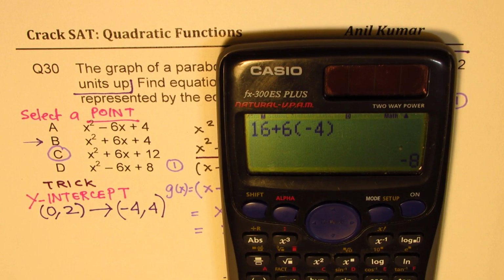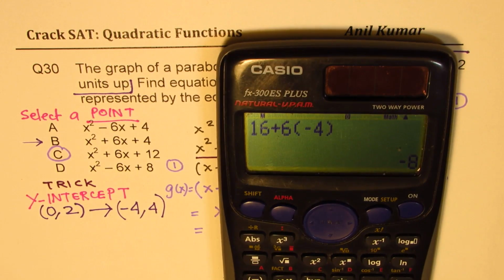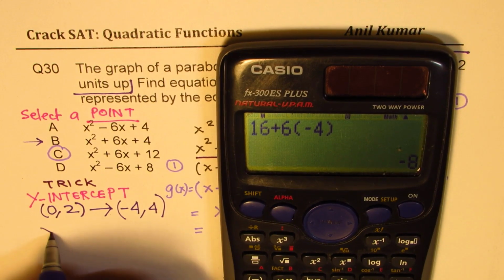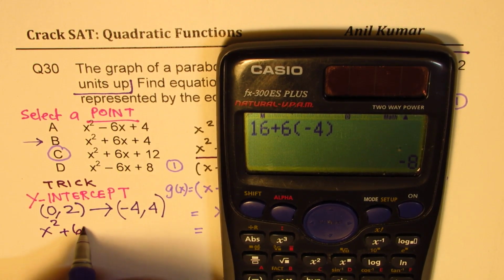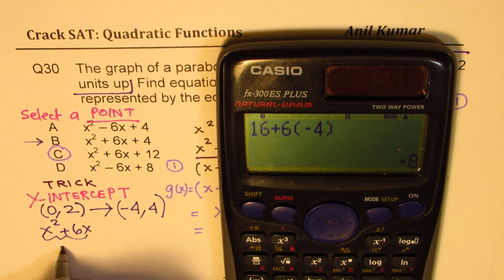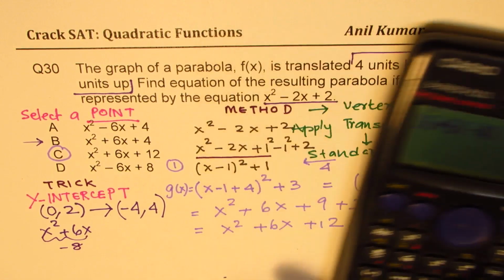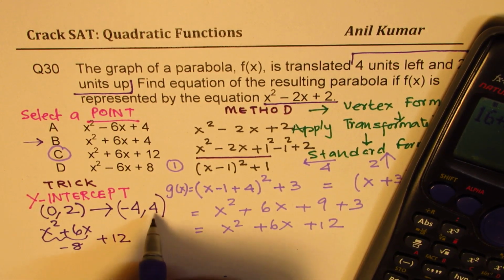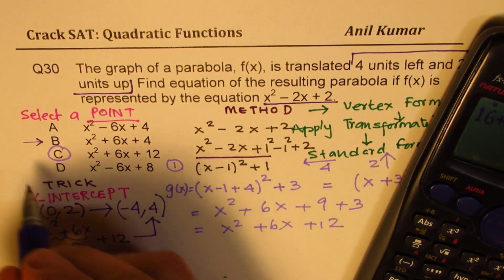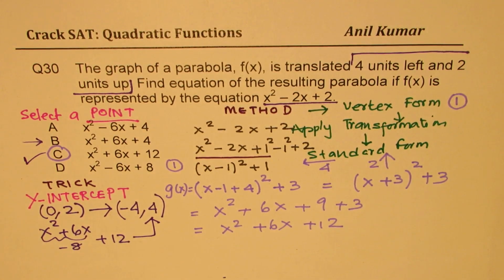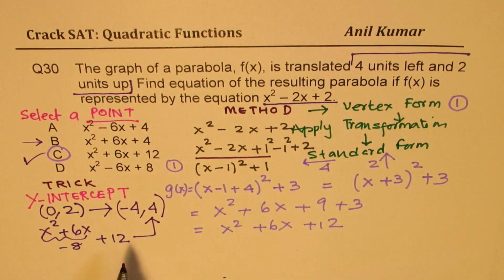So we are still not there, we get minus 8. If I do just x squared plus 6x, we get the value as minus 8. But we want plus 4. I have to add 12 to it, right, to give us plus 4. So the option is C. Does it make sense to you? So it is such a fast thing. In just a few seconds, you get your answer.